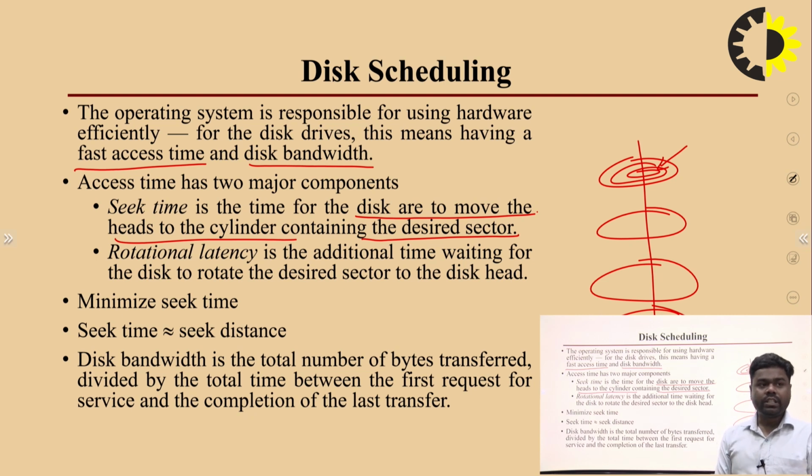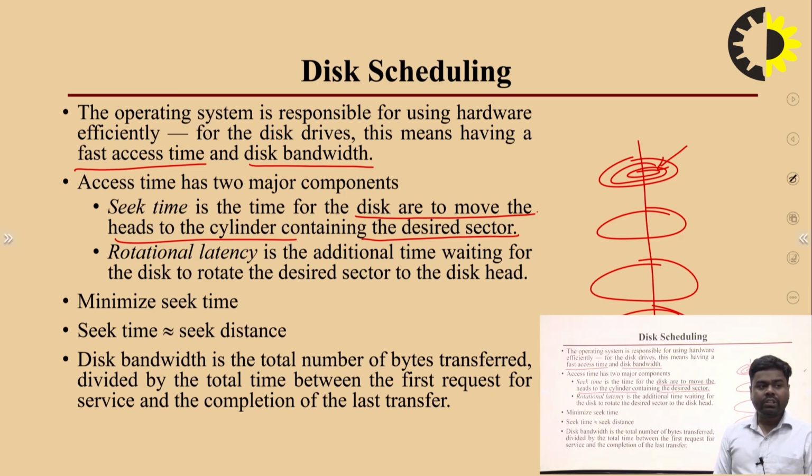Rotational latency is the additional time waiting for the disk to rotate the desired sector to the disk head. And third is to minimize seek time. In this scheduling we have to minimize the disk seek time. Seek time is approximately the seek distance.